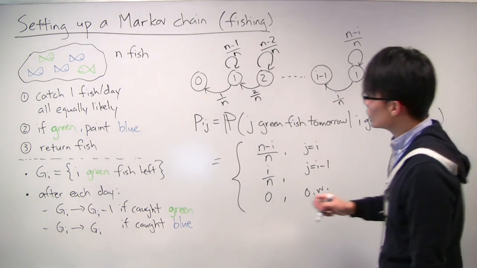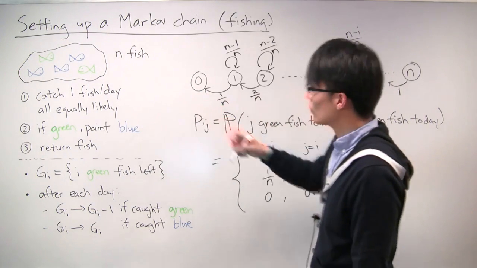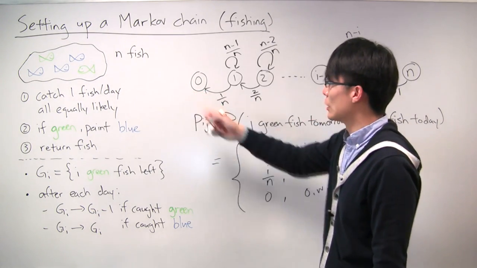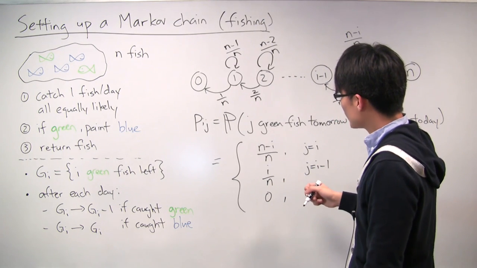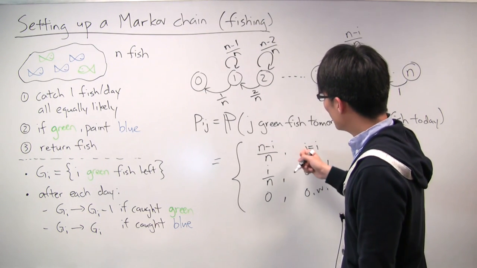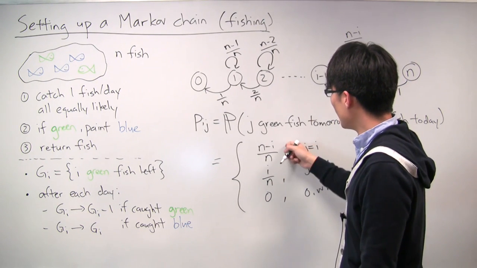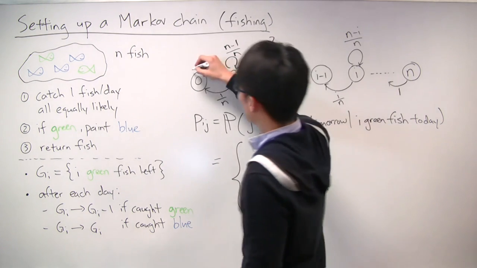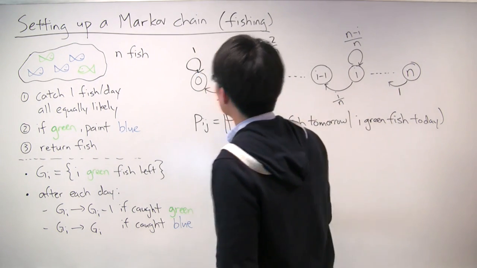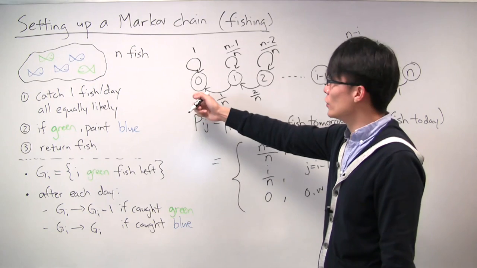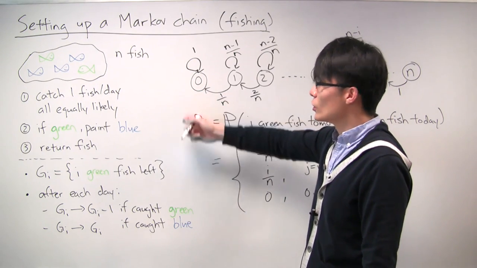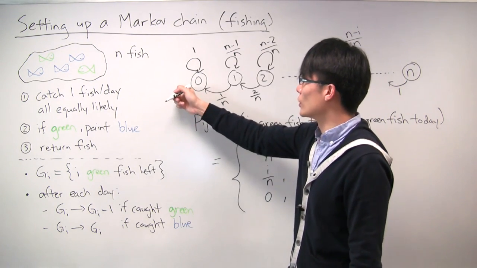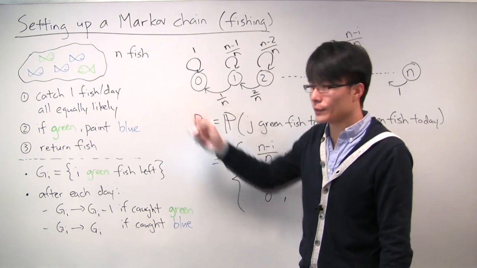And now let's also consider the case of state 0, which means that every single fish is blue. There are 0 green fish left. If that's the case, then what's the probability of staying at 0? Well, that's n minus 0 over n, which is 1. So the self-transition probability is 1. That makes sense because if you have 0 green fish, there's no way to generate more green fish, because you don't paint blue fish green. And so you're going to stay at 0 green fish forever.